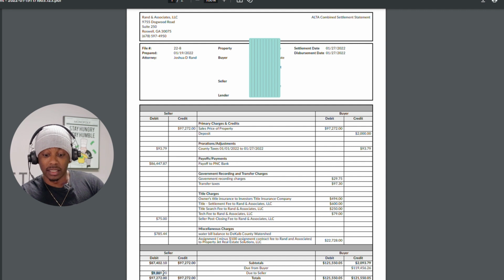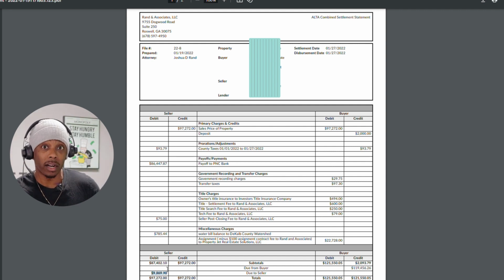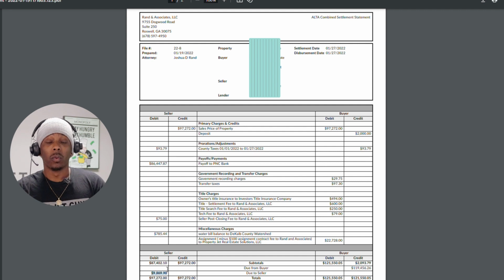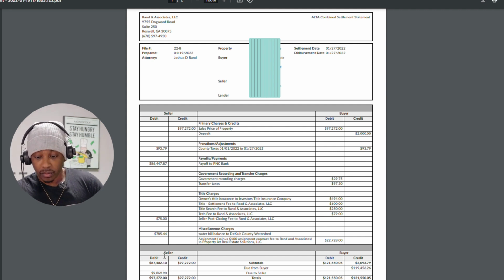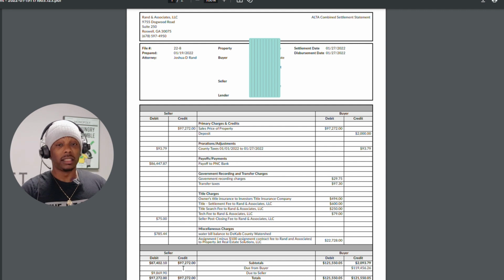So this means this is the amount that the seller will be walking away with at closing in form of a wire or a check. So the difference between the total debit and the deductions and the total credit, which is gonna be the due to seller amount, all right? And then obviously the bottom line here, this is just gonna be the total to make sure that it balances out. And that's the seller side.